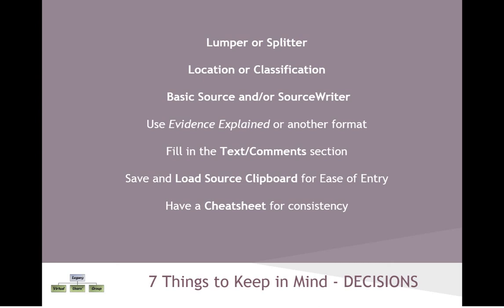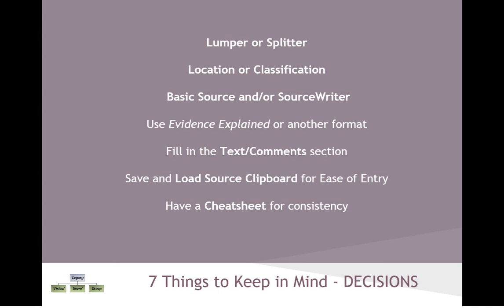Now, after spending a bit of time working with your sources, what makes sense to you? Basic Source or SourceWriter, or some combination of both? If you have scads of sources in your Basic Source and they're clear and correct, the question here is, can you find the source from the citation? Can others find the source? And are you able to get back to that source and analyze your work? Once you've done that, don't obsess about switching sources to SourceWriter.